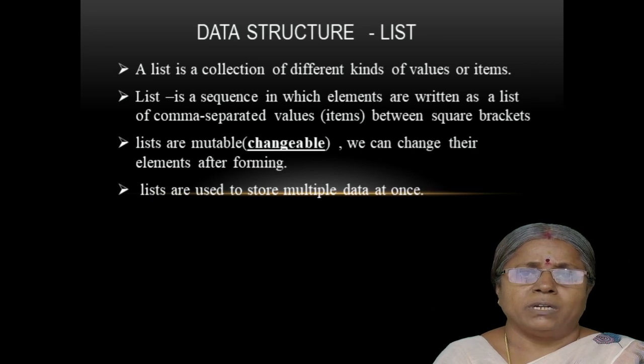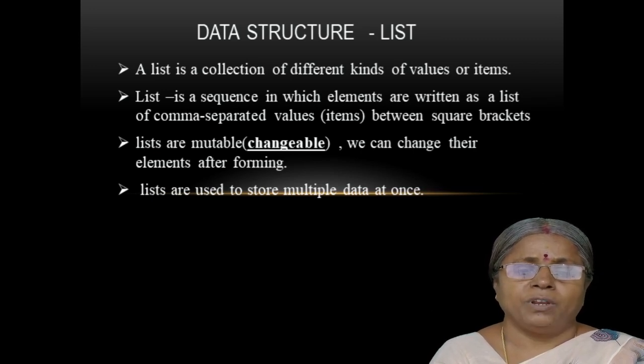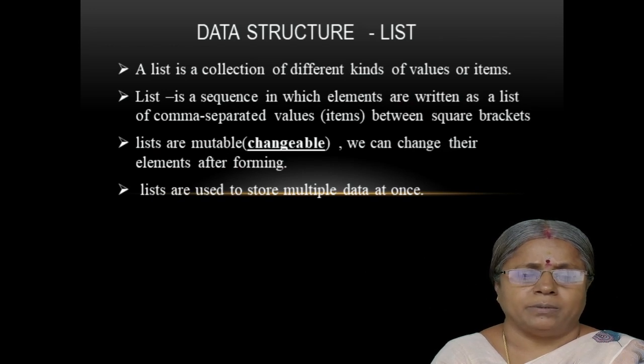Next we see about what are lists in Python. A list is a collection of different kinds of values or items. It is a sequence in which elements are arranged as a list of comma separated values between square brackets. Lists in Python are mutable, that is, changeable. We can change their elements after forming. Lists are used to store multiple data at once.